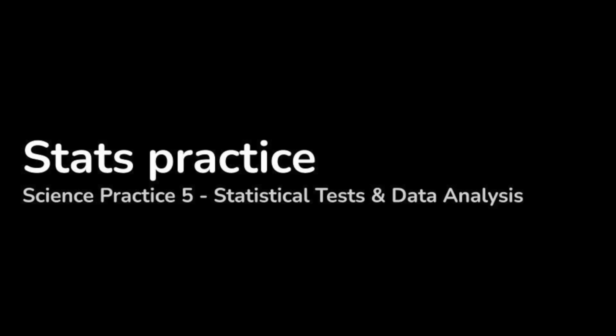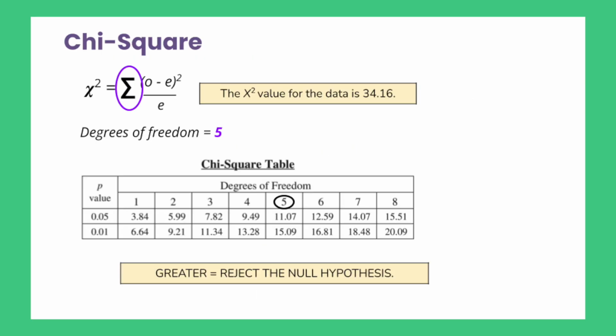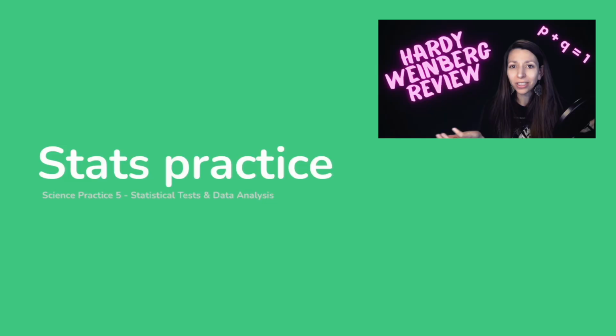Now, included in Science Practice 5, you also want to make sure that you are able to correctly use and interpret the Hardy-Weinberg equations, as well as calculate chi-square values, interpret p-values for a particular data set, and know how to accept or reject null hypotheses. I'm not going to go into those skills in this video, but I do have other videos which I'll link in the description below if you want to practice those skills as well.